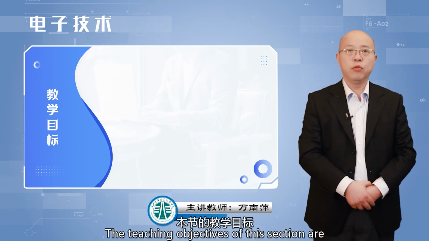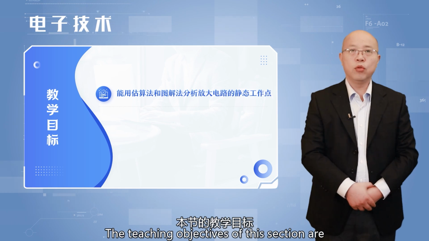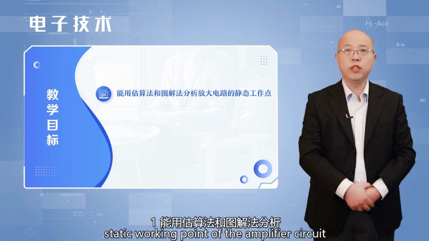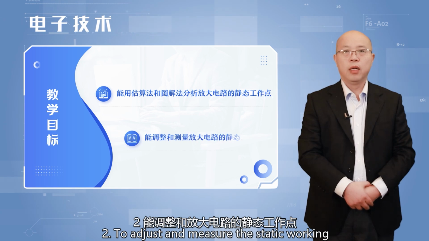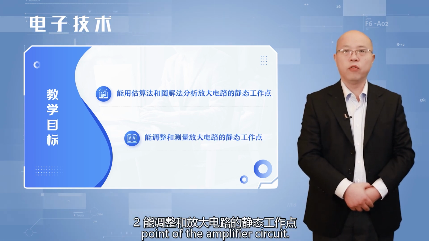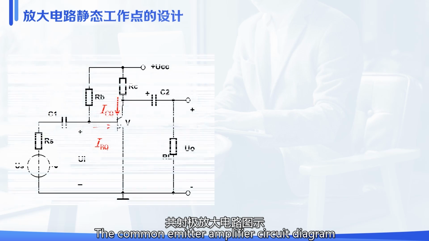The teaching objectives of this section are: 1. To analyze the static working point of the amplifier circuit using the estimation method and graphical method. 2. Adjust and measure the static working point of the amplifier circuit. The common emitter amplifier circuit diagram.